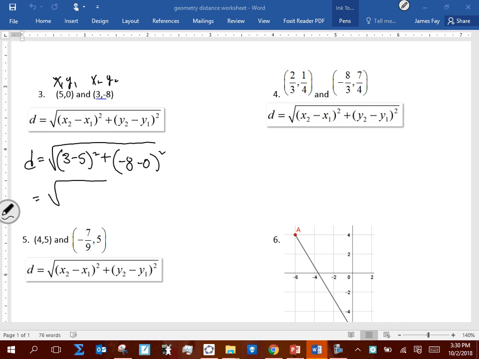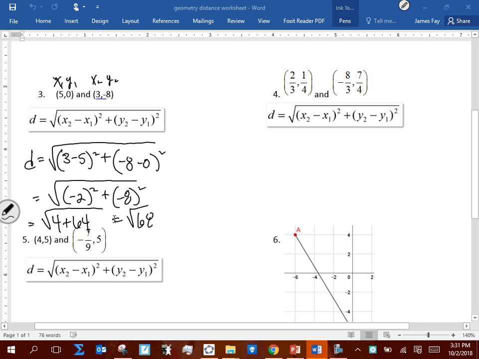So 3 minus 5 then becomes negative 2, and then this becomes negative 8. Again, depending on the order that you subtract them, you might get positive 2, you might get positive 8, but that does not matter because when I square both, negative 2 or positive 2 give me 4, positive 8 or negative 8 squared would give me 64. So it gives me root 68. Okay. Now root 68, that one does simplify.